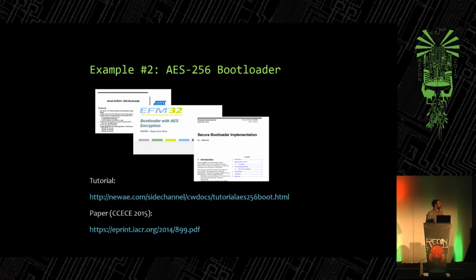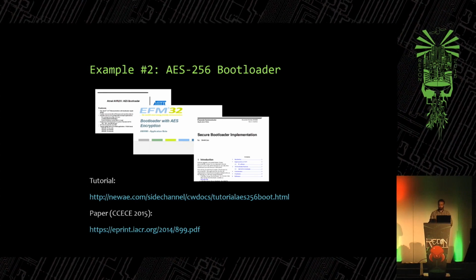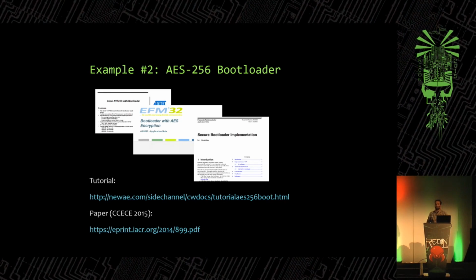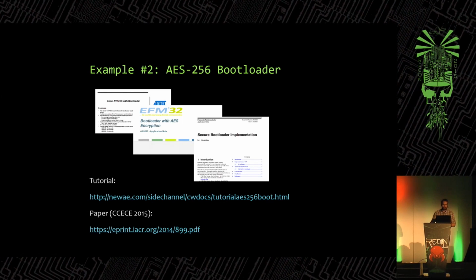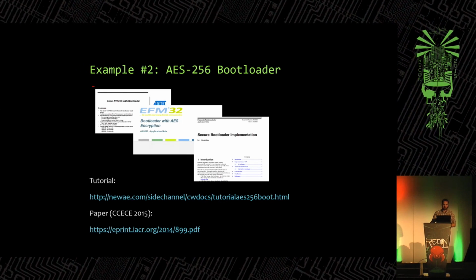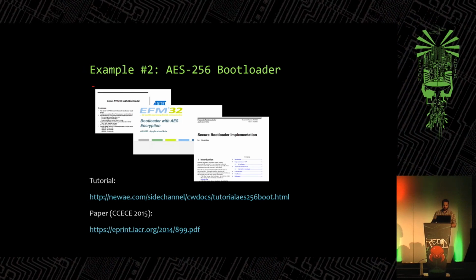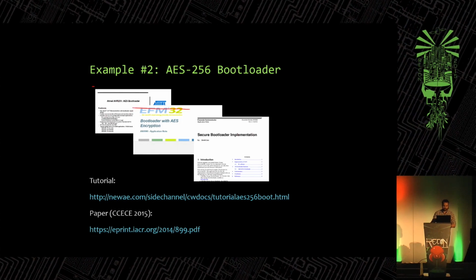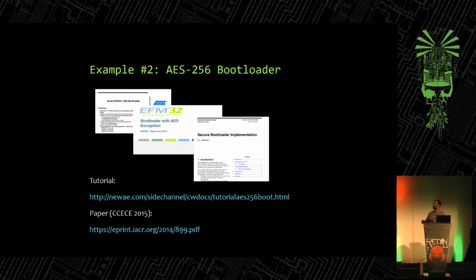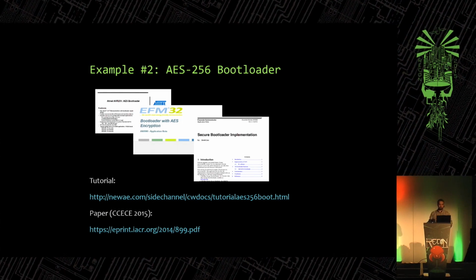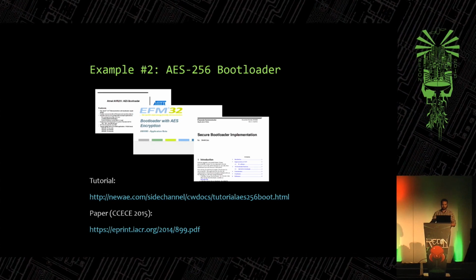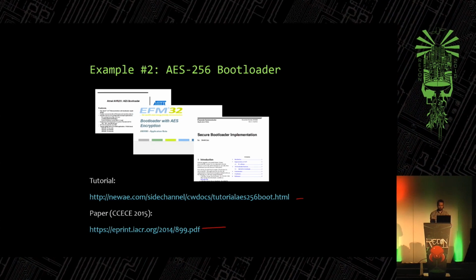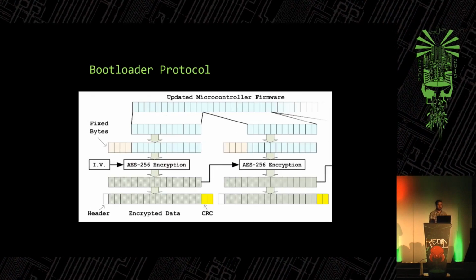Example 2 is an AES 256 bootloader, and I pulled this because if you look at app notes from a lot of silicon vendors, they'll say, well, here's an AES bootloader. So Atmel has one, Freescale, and whatever this one is has one as well. And there's a few other ones, and they're all more or less the same. As a note, if you want more details, there's a tutorial I wrote on this, and a recent paper that was just published on this attack.